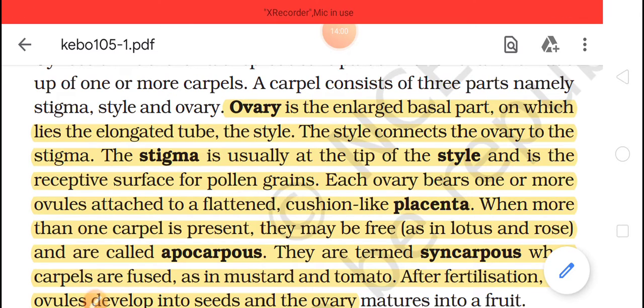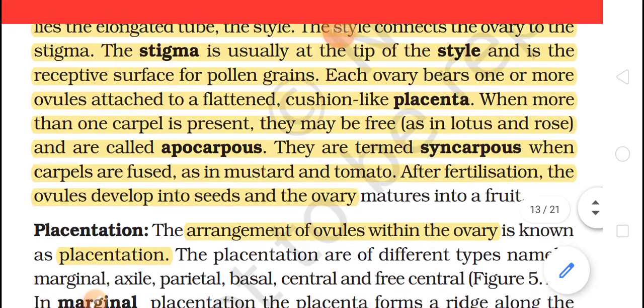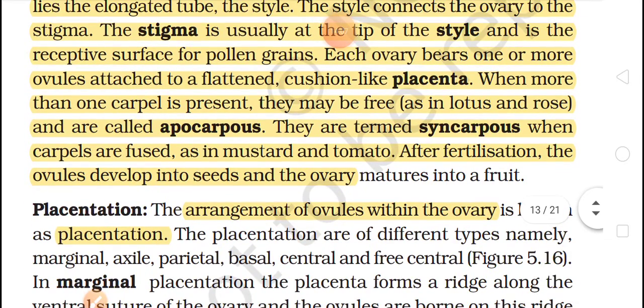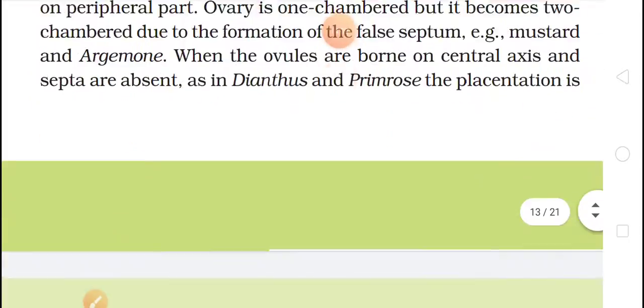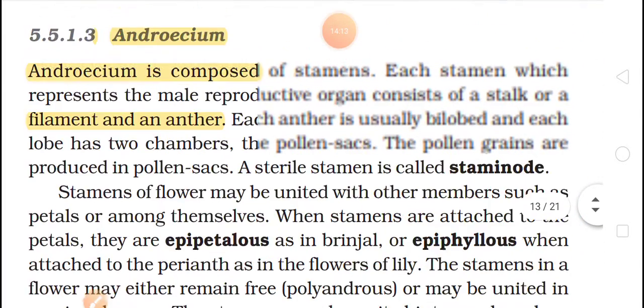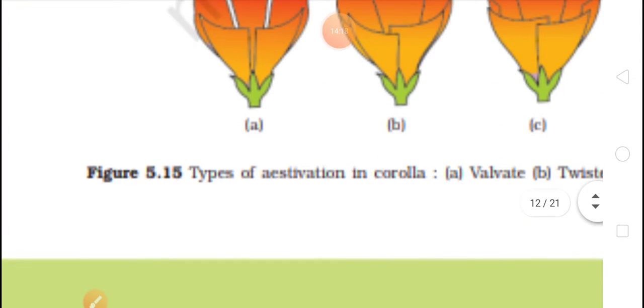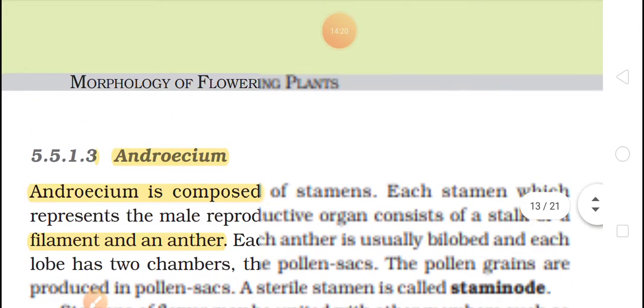Now children, some important terms of this chapter, like apocarpous, syncarpous, placentation, and so on. These are very simple terms. You can learn these terms yourself.